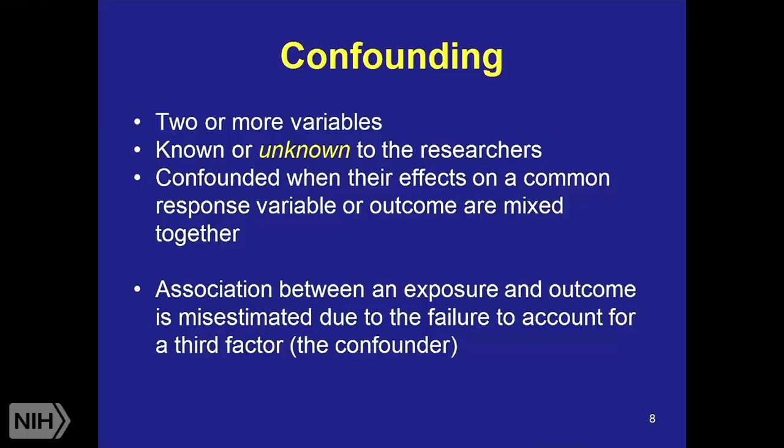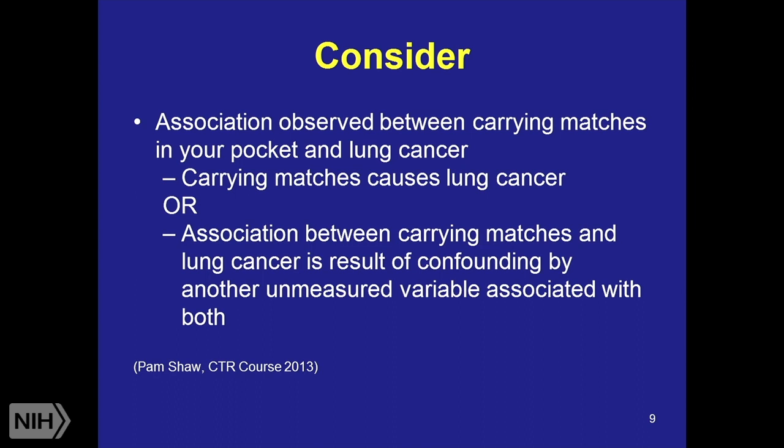So these two variables, or additional variables, are confounded when their effects on that common response variable or outcome are mixed together. That means I'm incorrectly estimating the association between my exposure and my outcome because I haven't taken into account a third factor. So my friend Pam Shaw came up with a really simple example. It may seem silly, but just like these different vans that I use in another example, it helps me remember the concept.